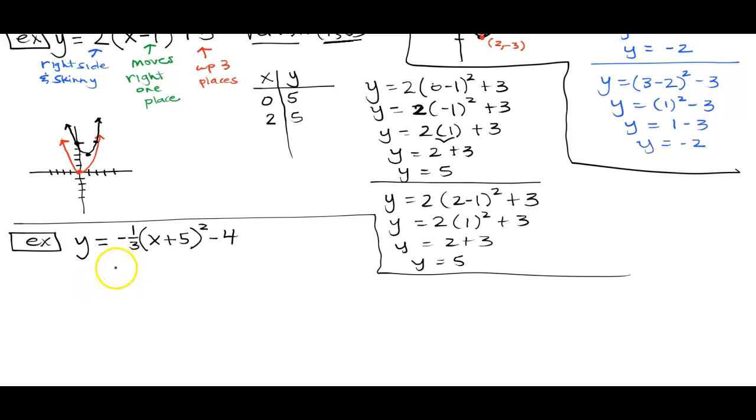Okay, so I want you to tell me what each of these different things are doing to it. So this negative 1/3, how is that changing the shape of our parabola? That one is upside down. Yep, upside down. And what else? Move left. So what else is that 1/3 doing though? So the negative is telling us it's upside down. But what about that 1/3?